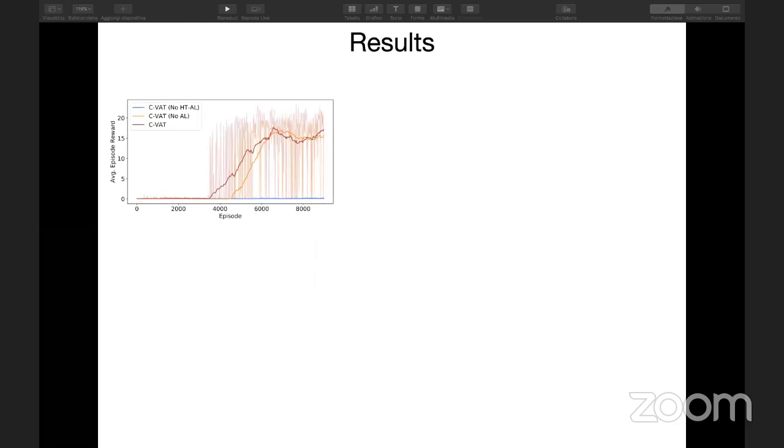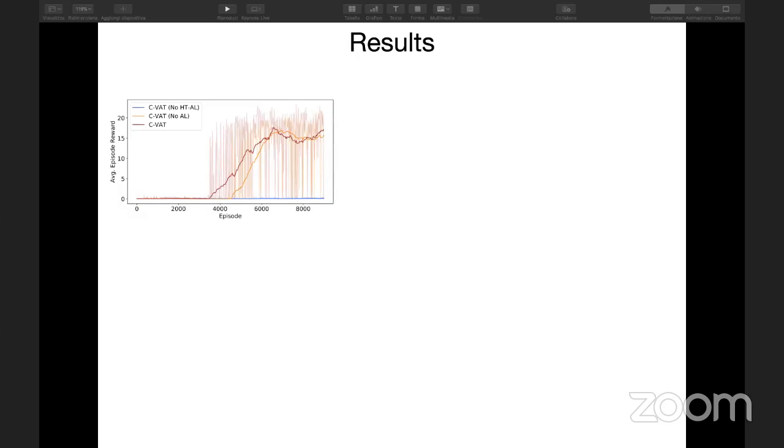So let's see some results. We can see an image reporting the performance of our model during training, our CVAT model. We can see in blue that our model, without heuristic trajectories and without the auxiliary loss, cannot achieve good performances during training. Instead, by using the heuristic trajectories, we can see that our model can quickly learn very good tracking policies.